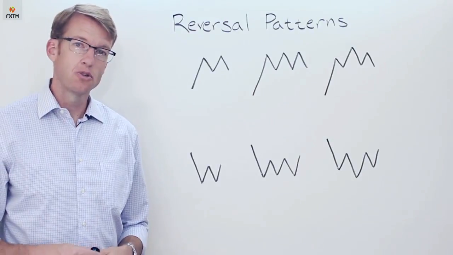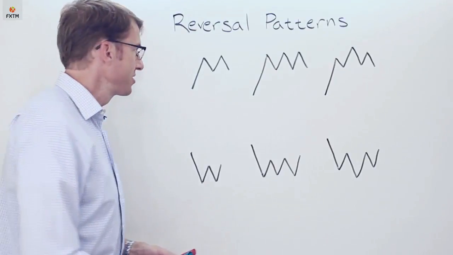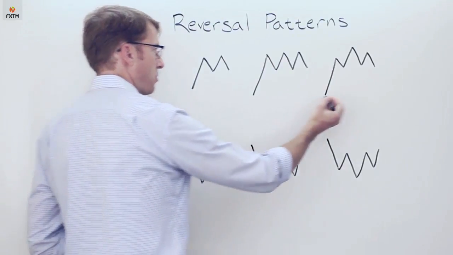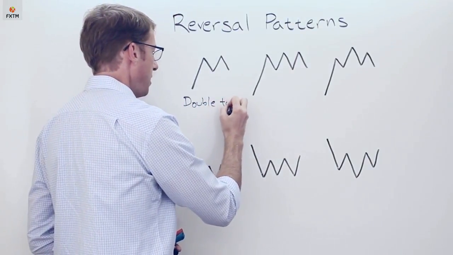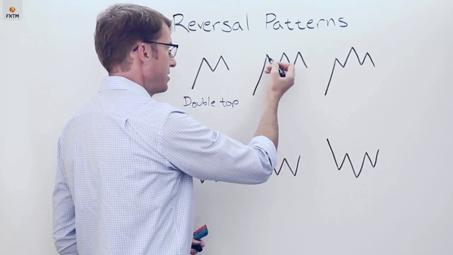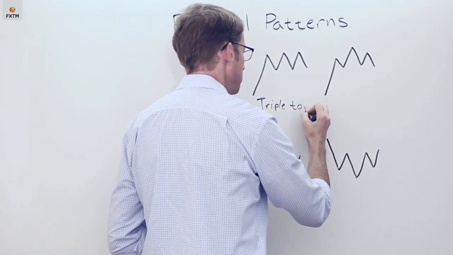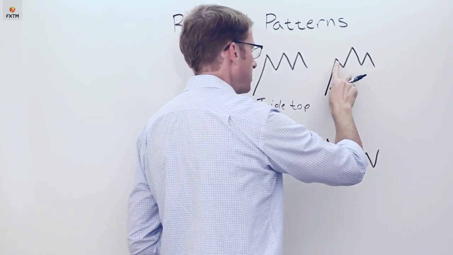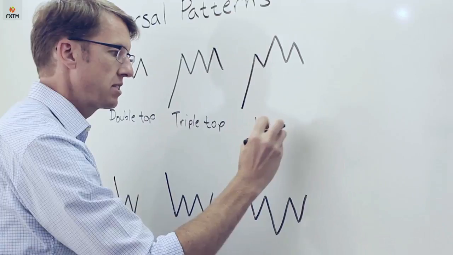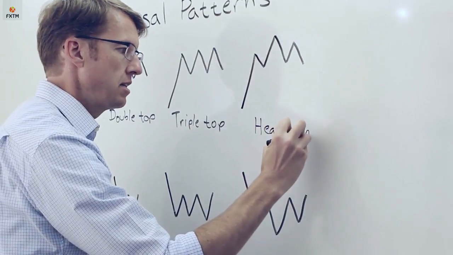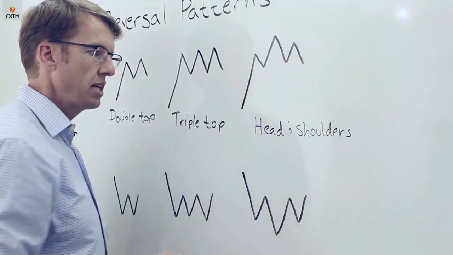Reversal patterns tend to fall into two basic categories. So the first of these are bearish and the second are bullish. Now, to start with, I'm going to take a look at these three technical patterns here. This one is called a double top. This one, as you might imagine, because it has three tops, is a triple top. And this one is very similar, except that the tops are uneven. So this one is a head and shoulders pattern. The biggest difference here is that the shoulders are not even with the head of the pattern.